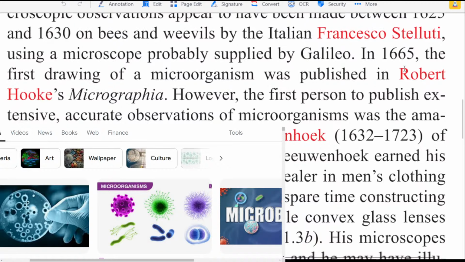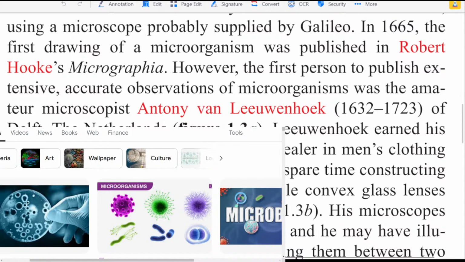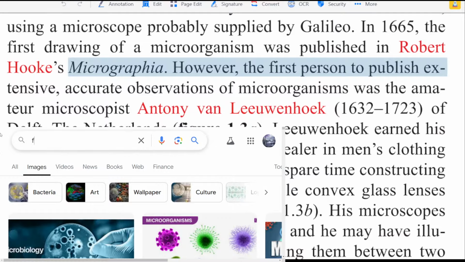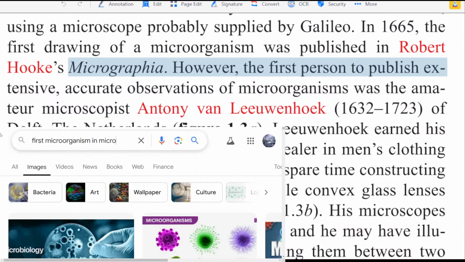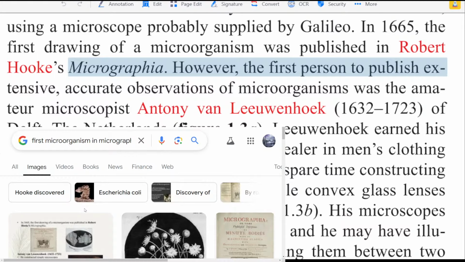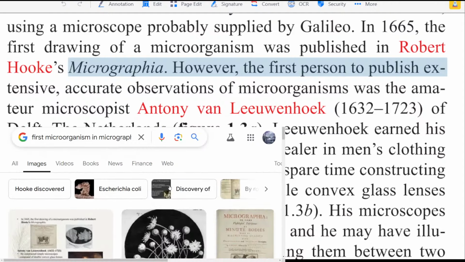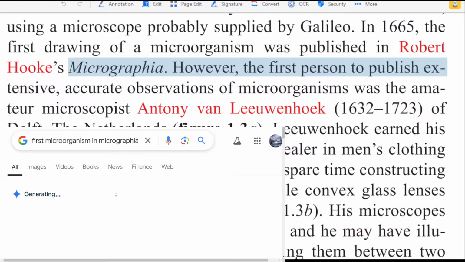In 1665, the first drawing of the microorganisms was published in Robert Hooke's Micrographia. The first drawing. Guys, let's see. I know about Micrographia, right? But we don't know how the first microorganism in Micrographia looked. Let's see if they can tell. Where is it? Is it this one? Wait, is it fungi? No, we don't want this. Okay, so it was the fungus.